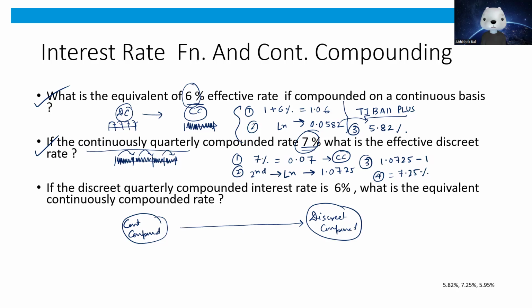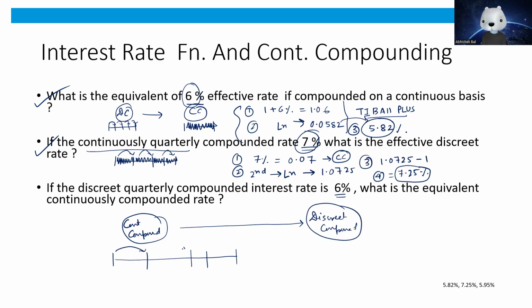So 6% discrete compounded effective rate is equivalent to 5.82% continuously compounded rate. Continuously compounded rate of 7% is equivalent to 7.25% discrete compounding rate. All right, so the next question asks, if the discrete quarterly compounded interest rate is 6%, what is the equivalent continuously compounded rate? Now, this is a little bit of a challenge because we need to break this problem into two halves.